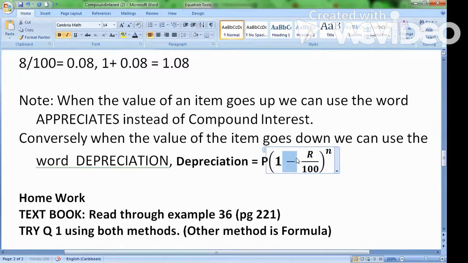And notice the formula. This is what? A subtraction sign.